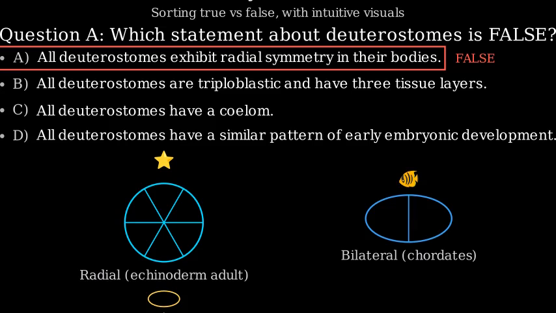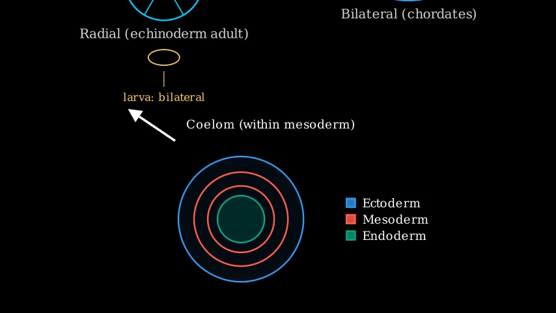Now, let's confirm the true statements. Deuterostomes are triploblastic, meaning they have 3 primary tissue layers: ectoderm, mesoderm, and endoderm. They also have a coelom, a body cavity formed within mesoderm. We'll sketch a simplified cross-section.